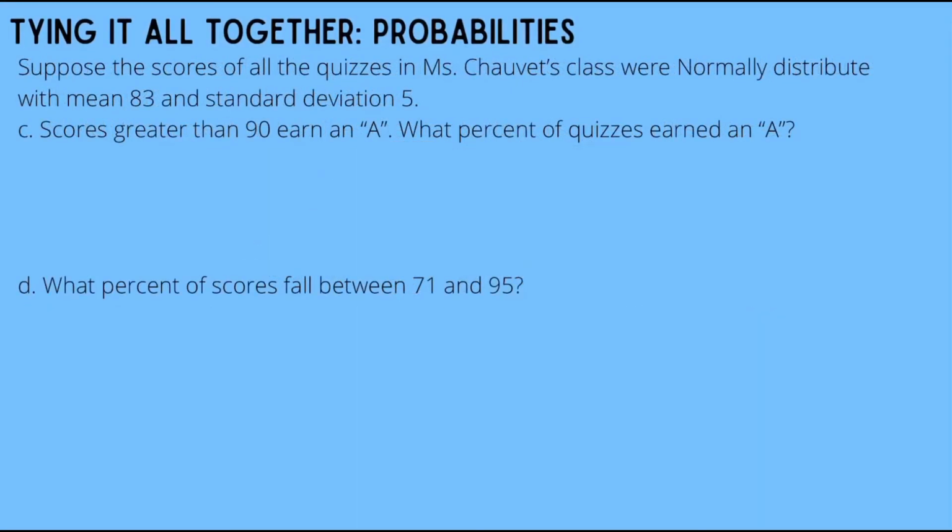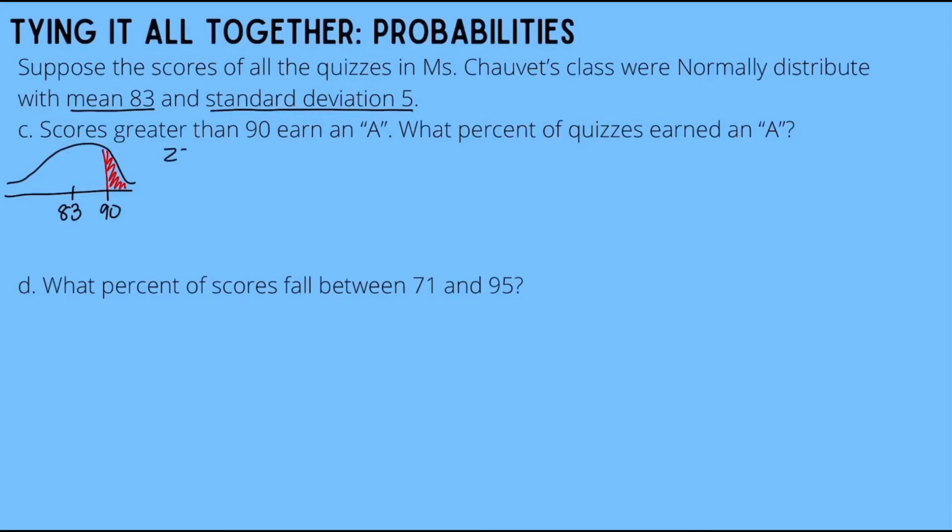Let's look at another problem, not using the empirical rule this time. Scores greater than a 90 earn an A. So if we want to find the percent of quizzes that earned an A, we need to do a little bit of all the work that we've done here. So we have our mean and we have our standard deviation. Let's get a couple of curves down. So we know that we have our mean of 83, and we are interested in finding out how many are greater than or equal to 90. That's what we're looking for here.